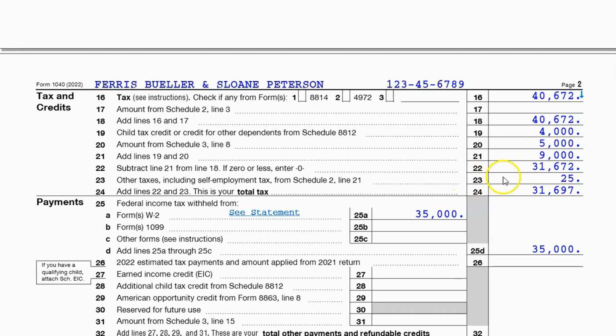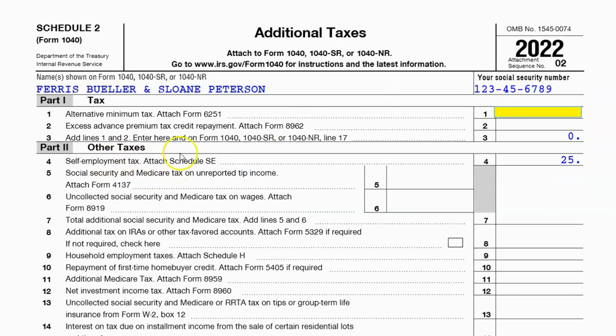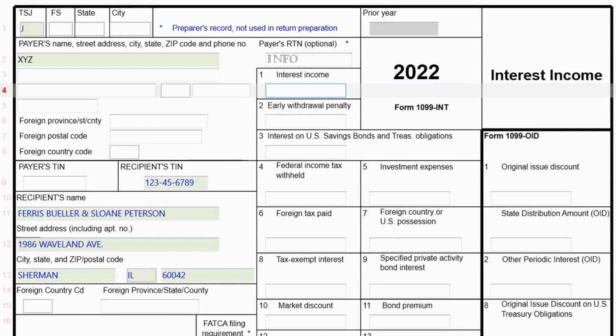So you look on your 2022 tax return, line 23. Here they got $25, and we can see here that's essentially self-employment tax, okay? So this couple does not have any net investment income tax because even though they had dividend income, their wages plus the dividend income is below the $250,000. Okay, so that's example 1.